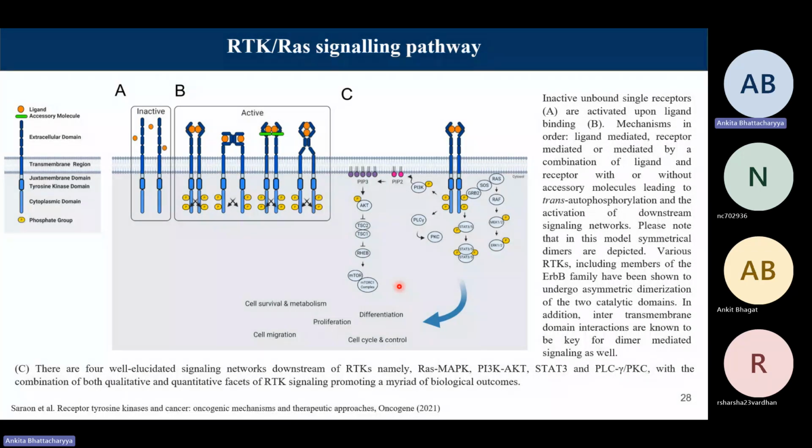Then we looked at more details about this. The first comparison being made is for inactive versus active RTKs. For active RTKs, you can see different conformations. But basically, you can see that there are different arrangements within the extracellular domain. Apart from that, what you can also see is that there are several processes which are regulated by these interactions. These include cell survival and metabolism, proliferation, differentiation, cell migration, and cell cycle and control.